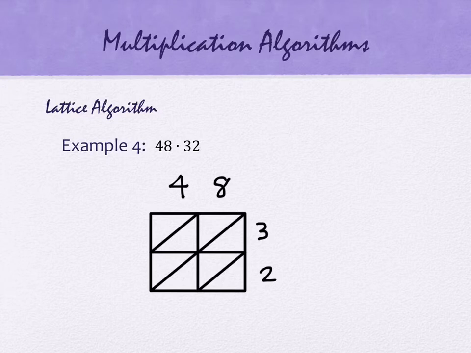4 times 3 is 12. And so just like with lattice addition, we put the 12 where the tens value is in the top corner and the 2 value is in the bottom corner. And we're going to do this for every box. So the next box, if I'm moving along the top row, would be 8 times 3, which is 24. So we've got a 2 here and a 4 here. And then I'm going to keep going left to right because that's kind of how we read. If I go again, I've got 4 times 2, and that's going to be 8. 8's a single digit, so it's just in the bottom corner down here. And then I have 8 times 2, which is 16. So I've got a 1 in the top and a 6 in the bottom.